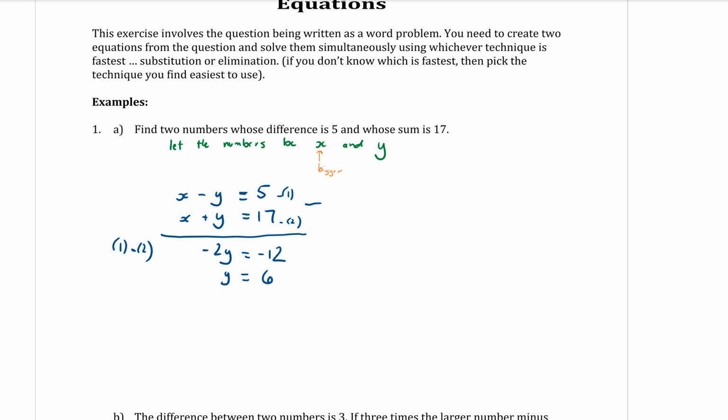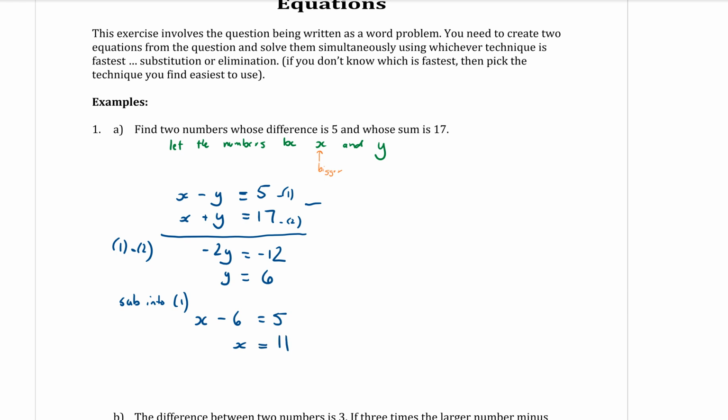I still need to find x. So I'm going to substitute back into one of my original equations. Which one would you like to choose? X minus y. Okay, so equation 1. So now I'm going to sub into equation 1. So I'm trying to find the x. Y is 6, so x minus 6 equals 5. To get the x by itself, I add 6. So x is equal to 11.